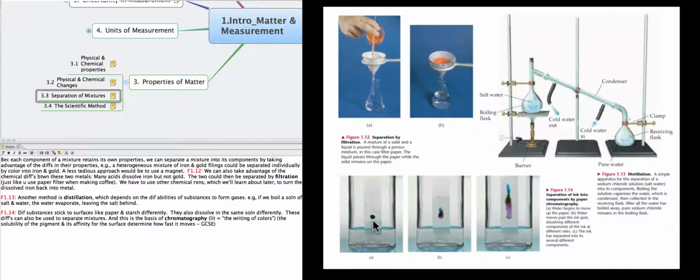Here, you put a droplet of ink spot on a piece of paper, and then you dip that paper in the water. Water begins to move up the paper. Water moves past the ink spot, dissolving different components of the ink at different rates, and now the ink has separated into several different components.